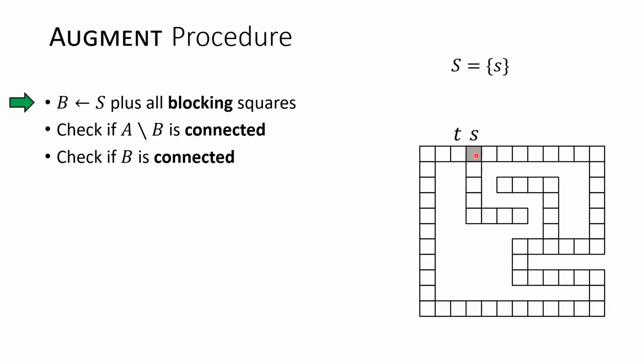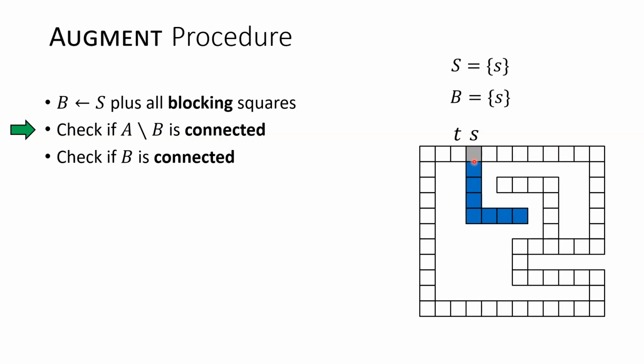So we start with just one square as our set, big S. And the first thing that we do is we consider all the squares that might block the set subassembly big S. In this case, there are no such squares, and the set B is just the original square S. And then we do checks for the connectivity constraint. So first we check if A minus B is connected. And in this case, A minus B is not connected.